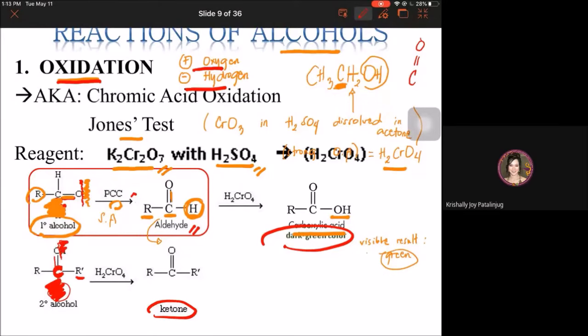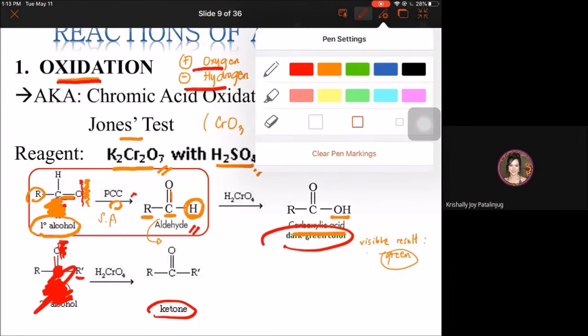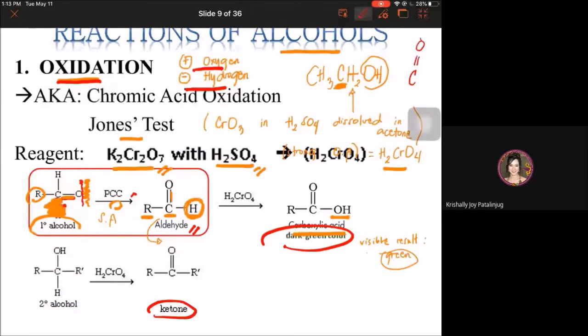Okay? Deprotonation of hydrogen, remove the remaining hydrogen of the alpha carbon, and then simultaneously add oxygen. So it is the same mechanism as the primary alcohol, but the product is different. With regards to the visible result, if you perform it in the laboratory, the test tube contains a secondary alcohol. Upon adding a strong oxidizing agent, the visible result is dark green again.